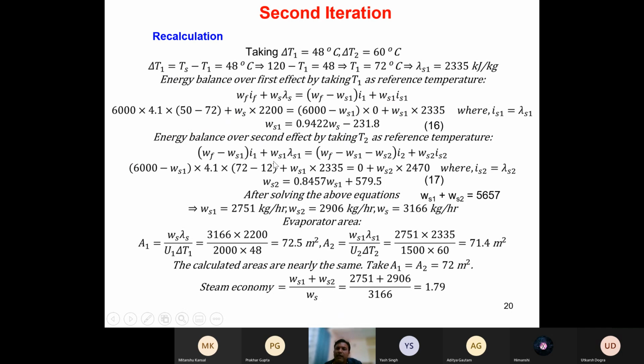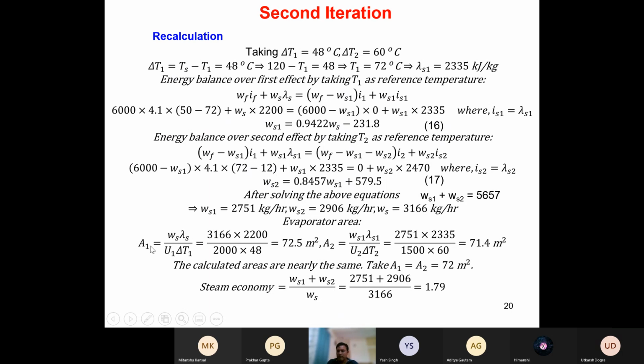Similarly, we have made the energy balance over the second effect. So everything is same except that this temperature becomes 72 instead of 74 and this lambda S1 becomes 2335 instead of 2330 earlier. And with that, we have got another equation. Now equation number 16, equation number 17, and this original equation WS1 plus WS2 equals 5657. These three equations are again solved simultaneously to obtain WS1, WS2 and WS.